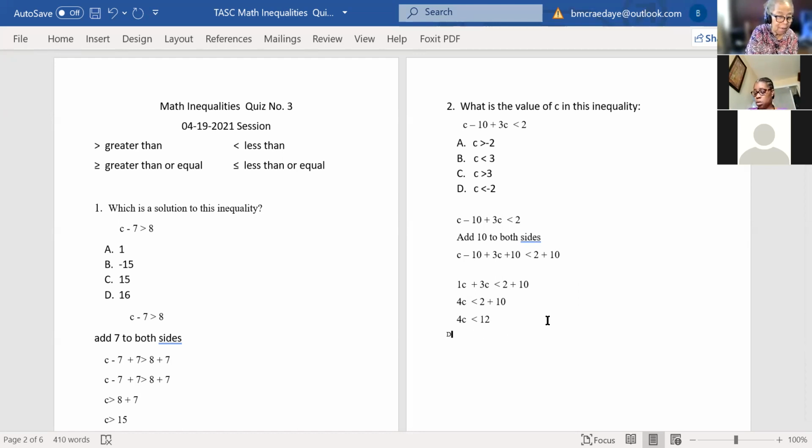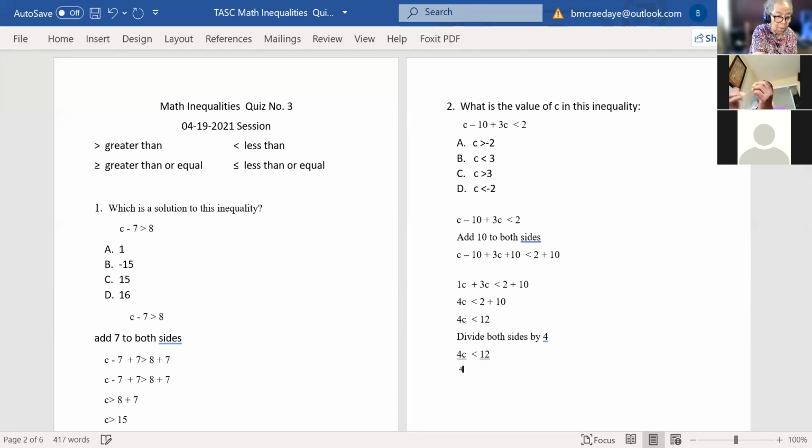So what do we divide by, both sides? By 4. That's right, because the coefficient of the C is a 4. So we divide both sides by 4. And let's just do that. Let's copy our 4C less than 12. And divide the left side by 4 and the right side by 4. So let's just underline here. And put divide by 4 on the left side.